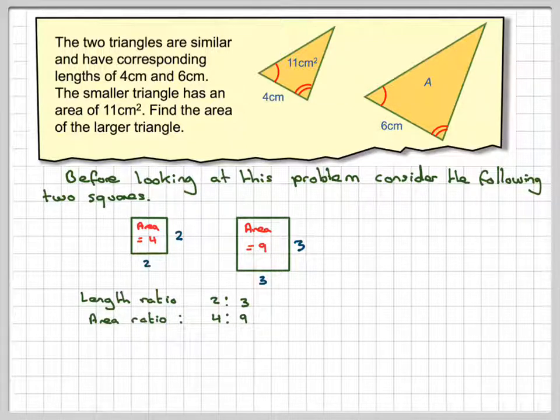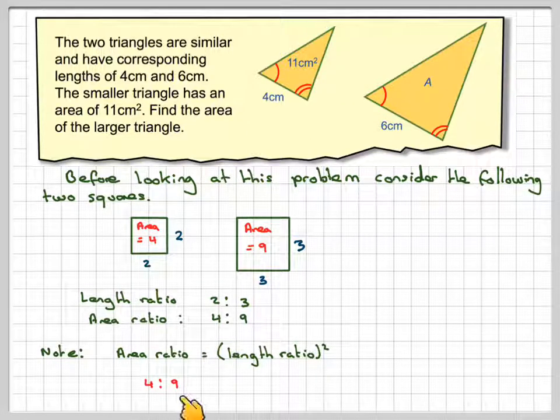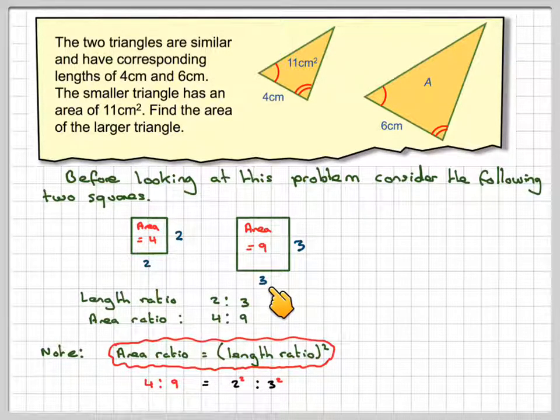Now, stop the video and have a look to see if you can find a relationship between the length ratio and the area ratio. You should have noticed that the area ratio is equal to the length ratio squared. For example, 4 to 9 is the same as 2 squared, which is the length ratio here, to 3 squared, which is the length ratio here. And this is the main point of this.